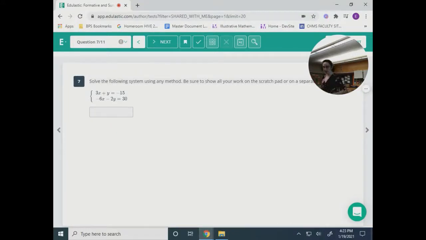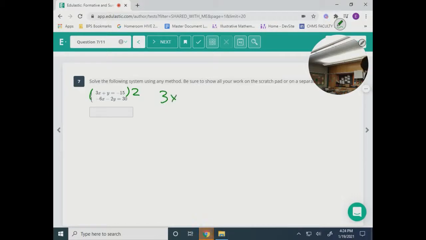So for example, for this first one, I could subtract 3x from each side to get the y isolated. That's one way. I could multiply this first equation by 2 and use elimination. I am going to do the elimination because it's trickier. And in class, I did the substitution. So here we go. I'm going to multiply that first equation by 2 because then the y's will cancel out.